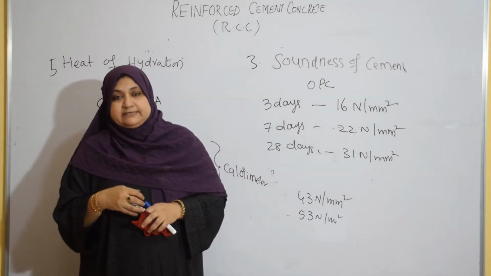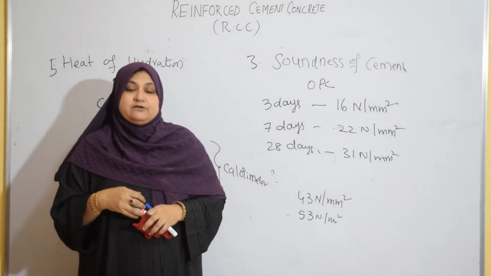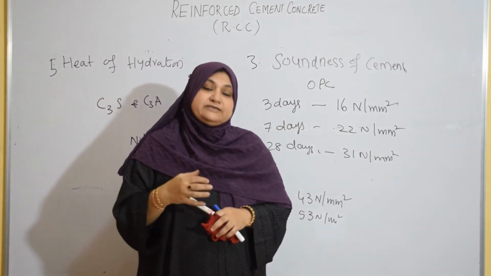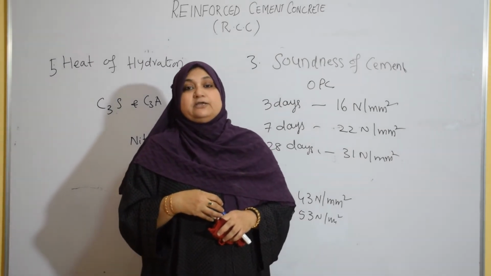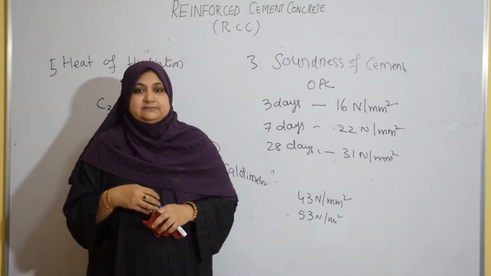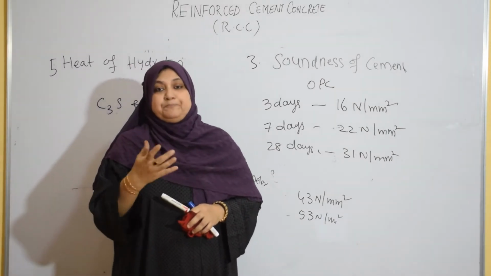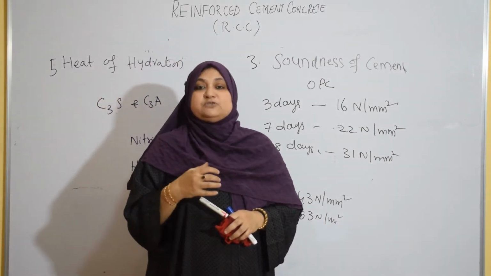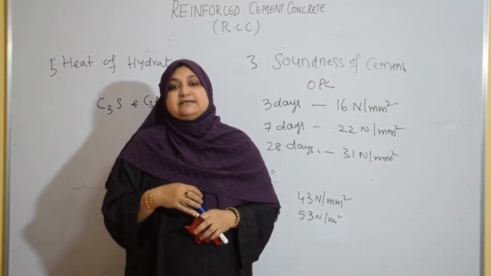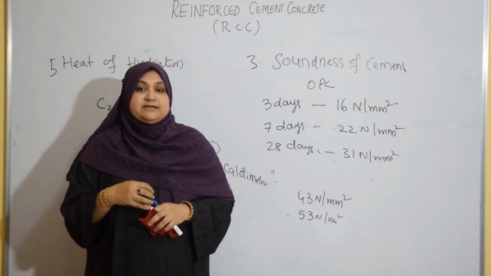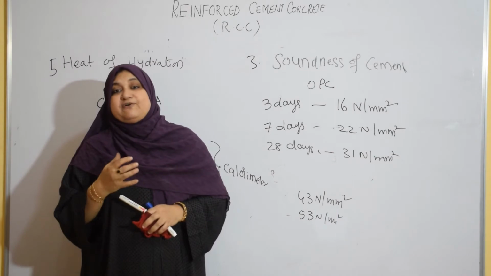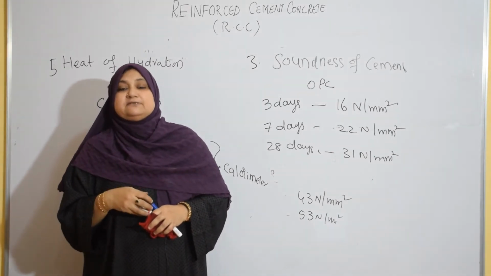The second was setting time, initial setting time and final setting time. Both the tests are conducted in the laboratory using Vicat's apparatus. For initial setting time, we use a needle, and for final setting time, we use a plunger. Initial setting time is 30 minutes to 60 minutes, and final setting time is anything between 5 hours to 6 hours, or sometimes 10 hours.